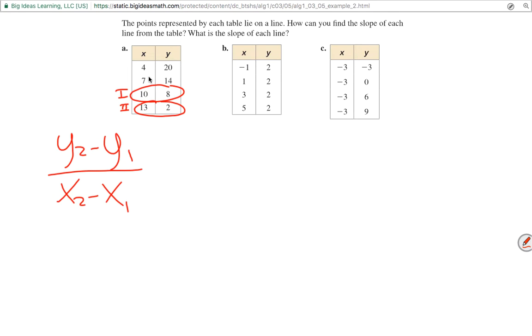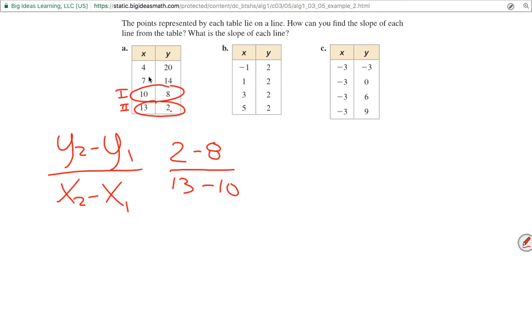So what is the y of the second point that I chose? It is a 2 minus, always use your signs, minus y of the first one, which is 8. That is your numerator. Then you have the bottom number, which is the x of the second point, which is 13, minus x of the first, which is 10. Okay, so now go and solve and simplify.